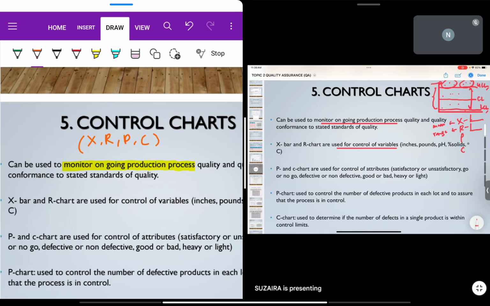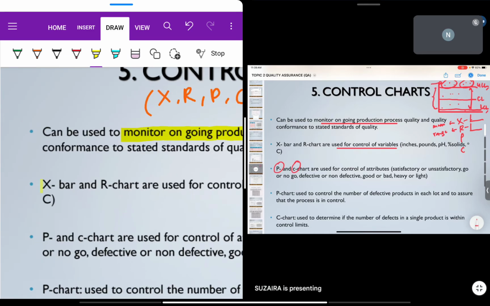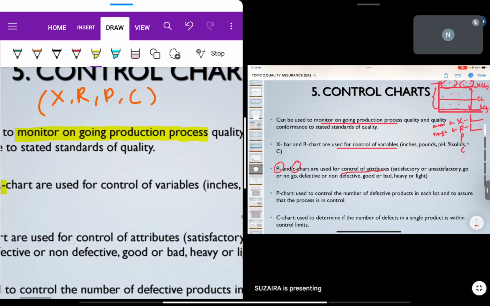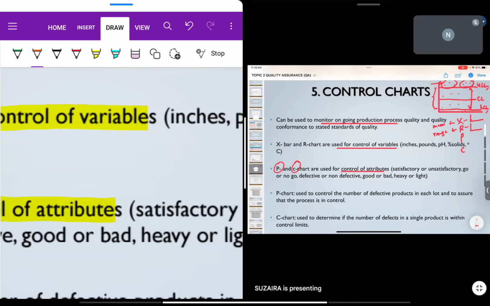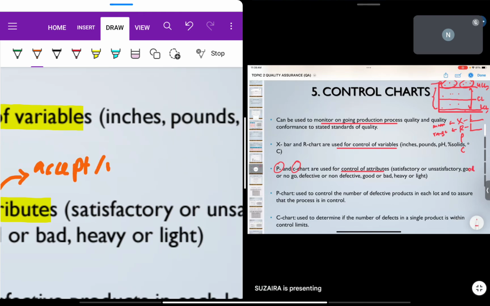Whenever you talk about the P chart and the C chart, we want to control attributes, whether satisfactory or unsatisfactory. Attributes means that we accept or we reject them, whether it's a good product or not good, effective or non-effective, good or bad, heavy or light.